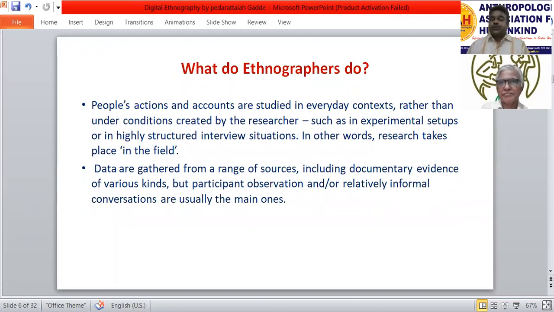What do ethnographers do? People's actions and accounts are studied in everyday context rather than under conditions created by the researcher, such as in experimental setups or in highly structured interview situations. In other words, research takes place in the field. Data are gathered from a range of sources, including documentary evidence of various kinds, but participant observation and relatively informal conversations are usually the main ones.